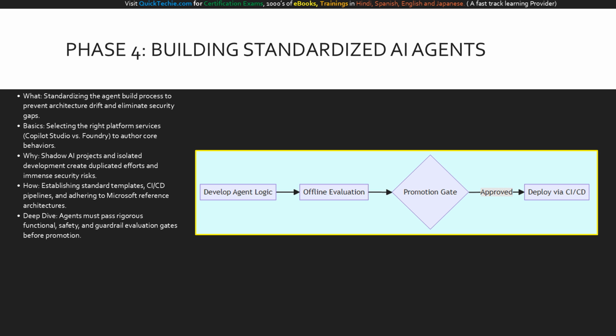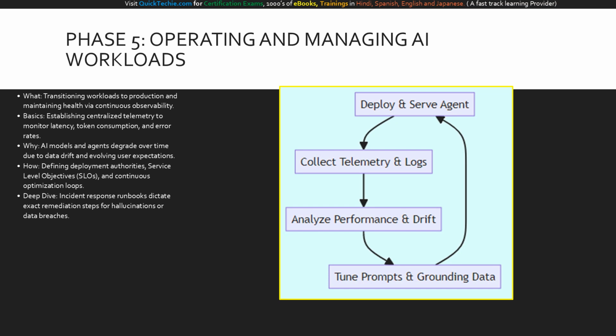It demonstrates that building enterprise AI is not a free-for-all, but a highly structured progression designed to catch errors and enforce quality long before the agent reaches your end users. Finally, we reach the deployment and operational phase. We align the CAF manage phase with the operate agent's lifecycle stage. What does it mean to operate an AI agent? It means transitioning the workload into a live production environment and maintaining its health.